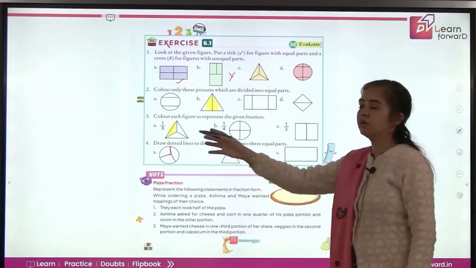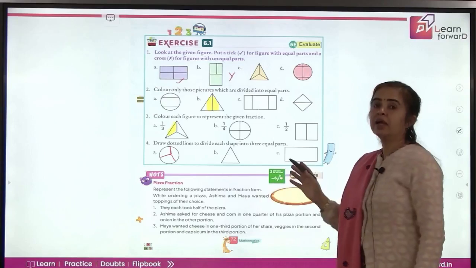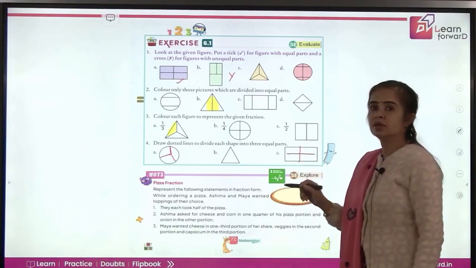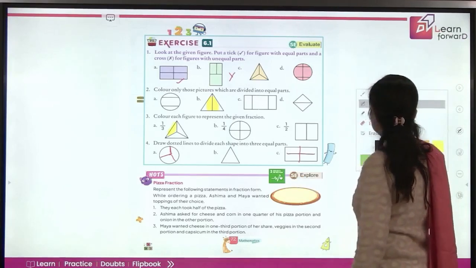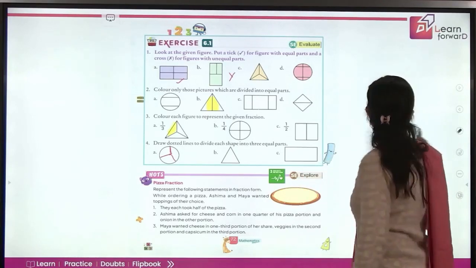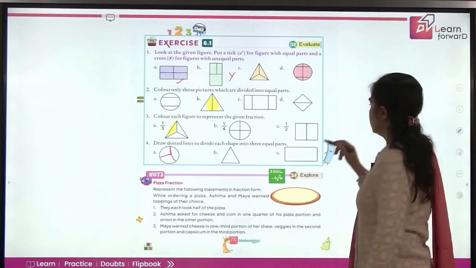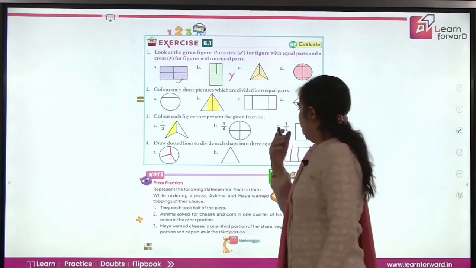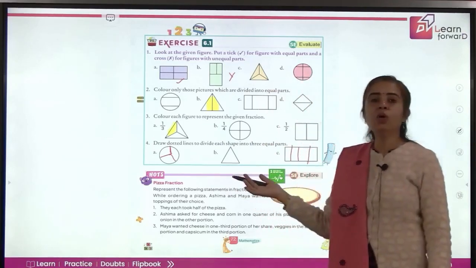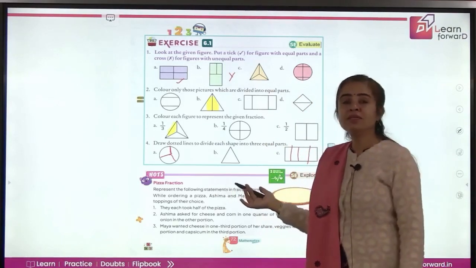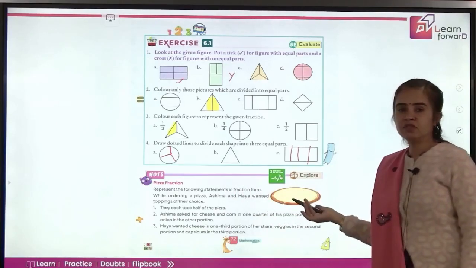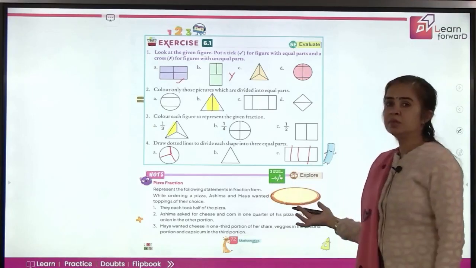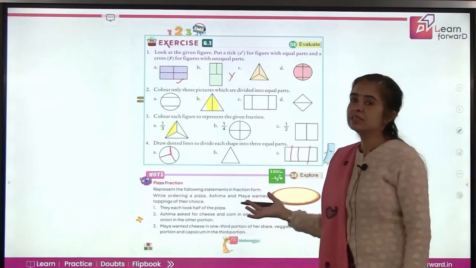Similarly, you'll be doing for the triangle like this, and the rectangle you can do in many ways. You can draw like this and this. Okay, this is one way. The other one is you can divide in 4 equal parts like this also. Now, HOTS for you. So this is a pizza fraction. This is an activity for you to do with your teacher and friends. You'll be sharing this pizza equally as it is given here.